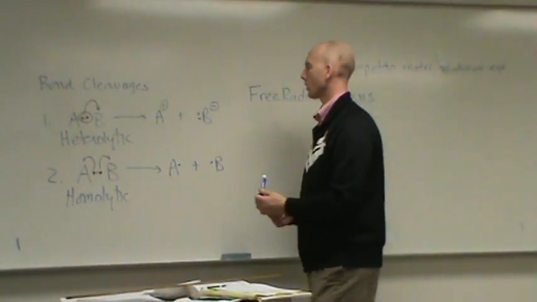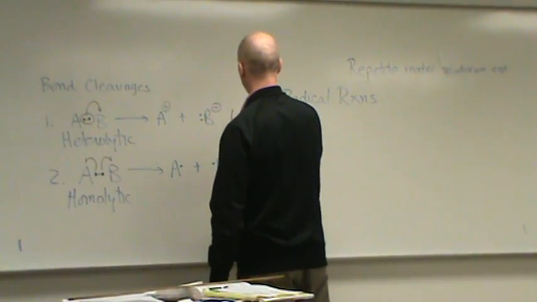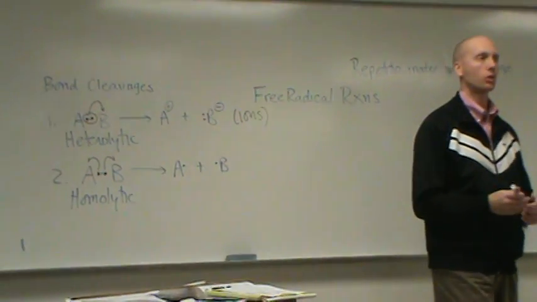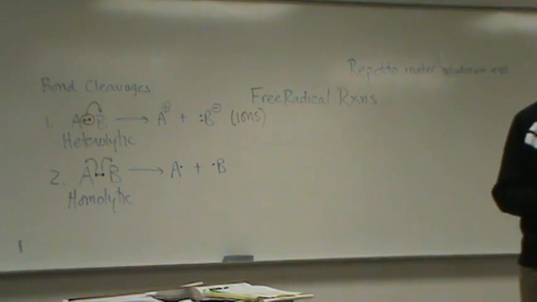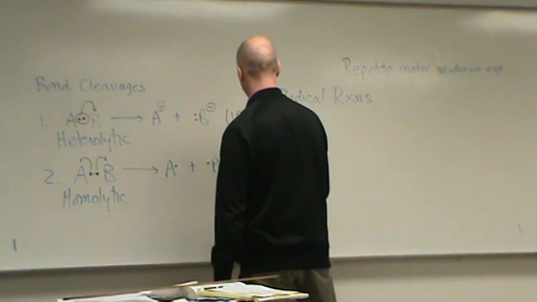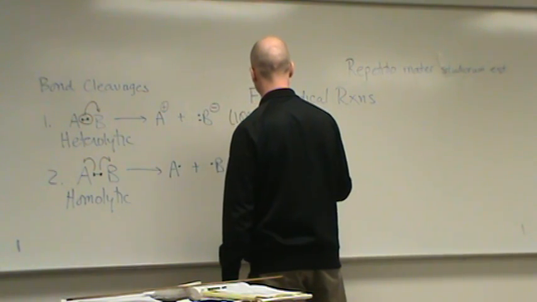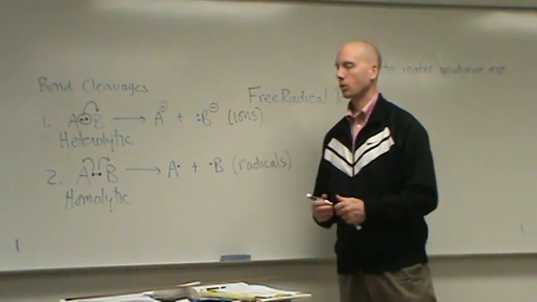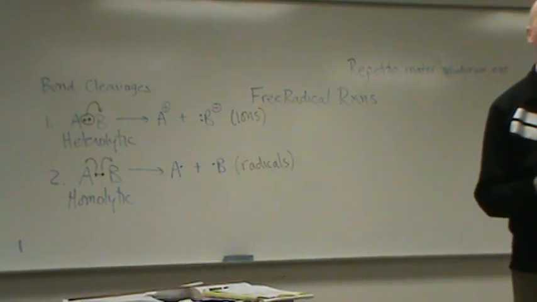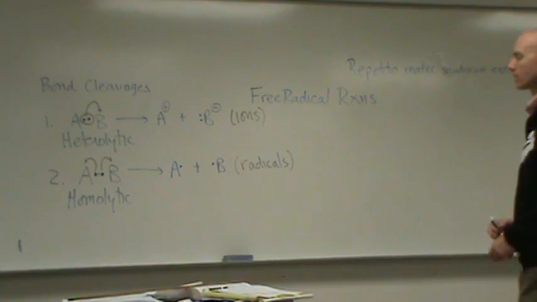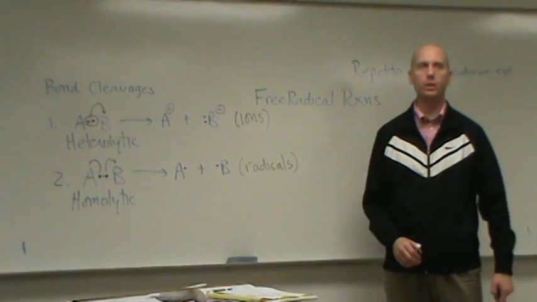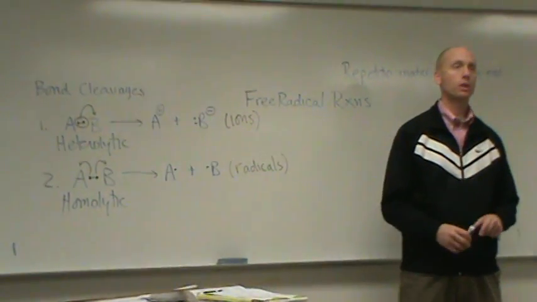Okay? So up here, I form ions. Ions are things that have charges. Down here, these are not ions. These are what are called radicals. Radicals are anything with a single electron on it. They're single and unpaired. That's what a radical is, and that's what we're going to get into in this chapter.